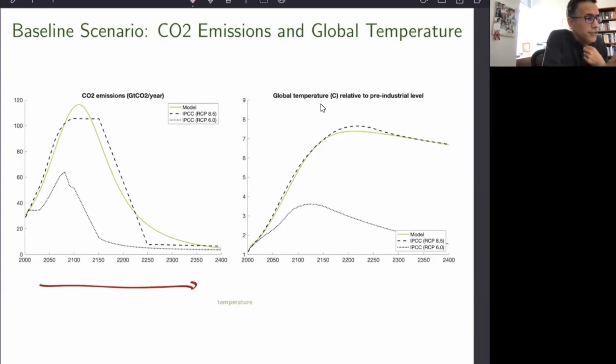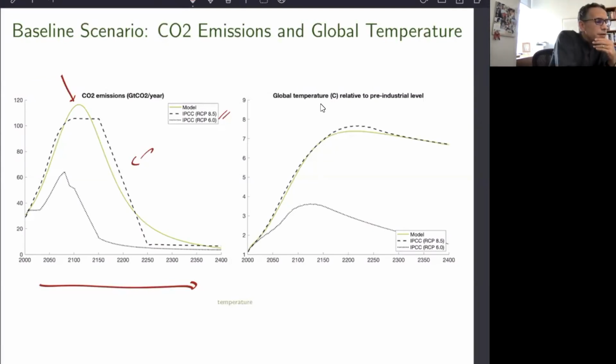We're going to use the more severe one, the RCP 8.5. The dashed line here is what they generate. The green line is what our model generates. So you can see that we get exactly the same type of increase in CO2 emissions. We go a little bit higher than them.